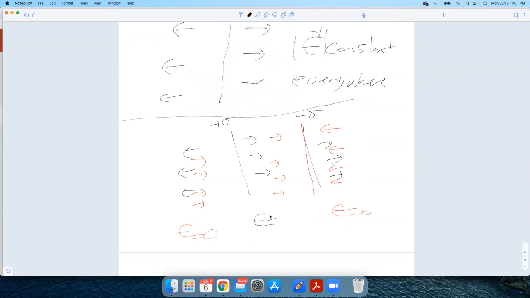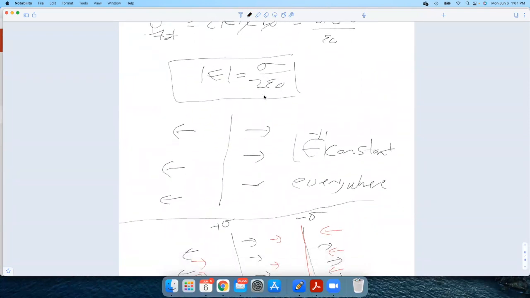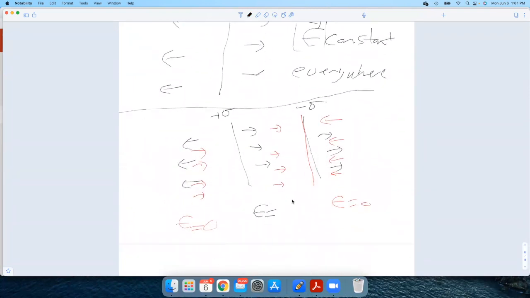In this region, E equals twice that from one sheet of charge, so we get sigma over epsilon naught in this region. This is what's called a parallel plate capacitor, and that's the electric field from a parallel plate capacitor.